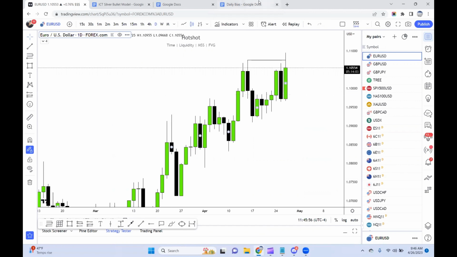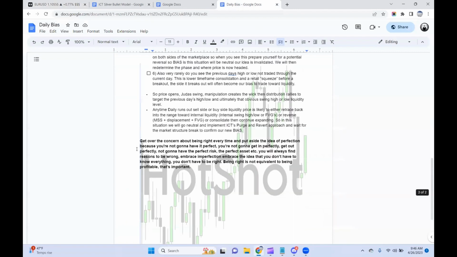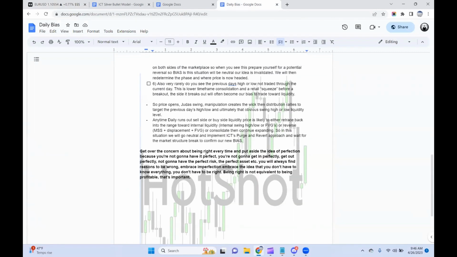And of course, ICT says it himself. You also want to get over the concern about being right every time and put aside the idea of perfection, because you're not going to have it perfect. You're not going to get in perfectly, get out perfectly, not going to have the perfect risk, the perfect asset, etc. You will always find reasons to be wrong. You want to embrace imperfection, embrace the idea that you don't have to know everything. You don't have to be right. Being right is not equivalent to being profitable, and that's important, okay?